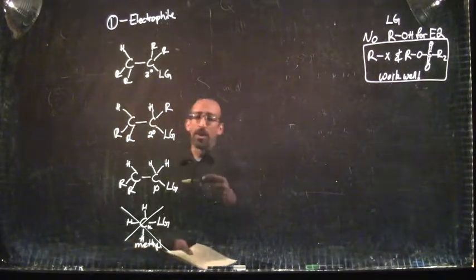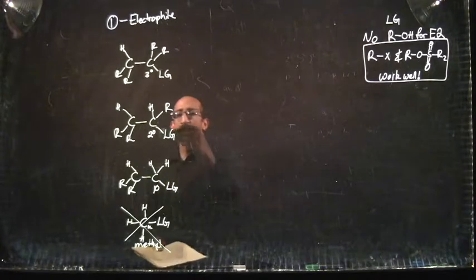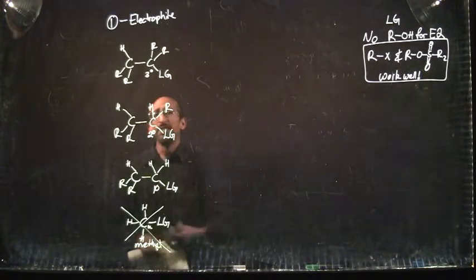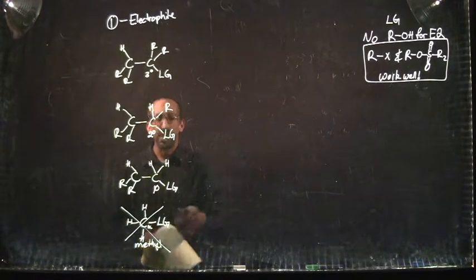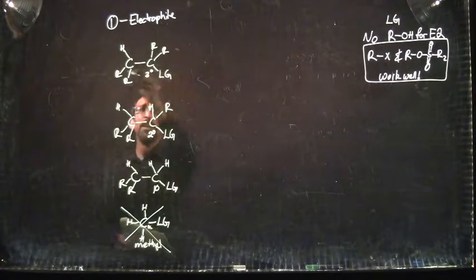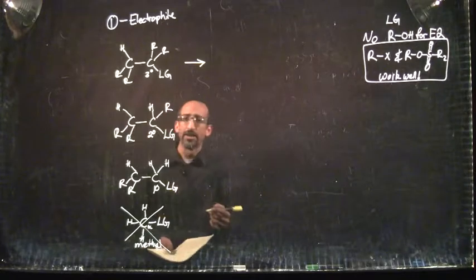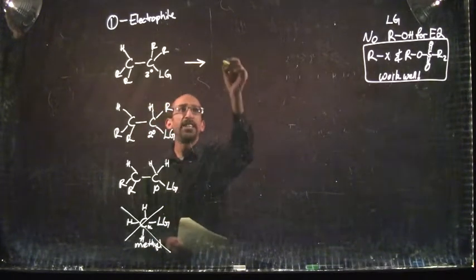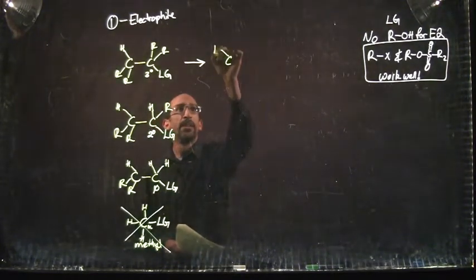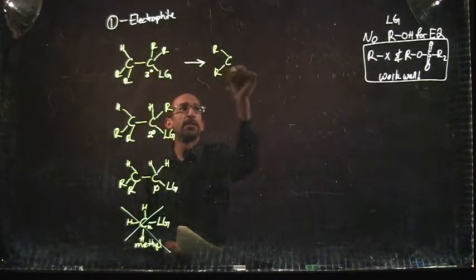Now what we want to do is compare our primary versus secondary versus tertiary to see which one of these is actually going to react the fastest. Now, after elimination for my tertiary example, what we see is that we are left with an alkene.